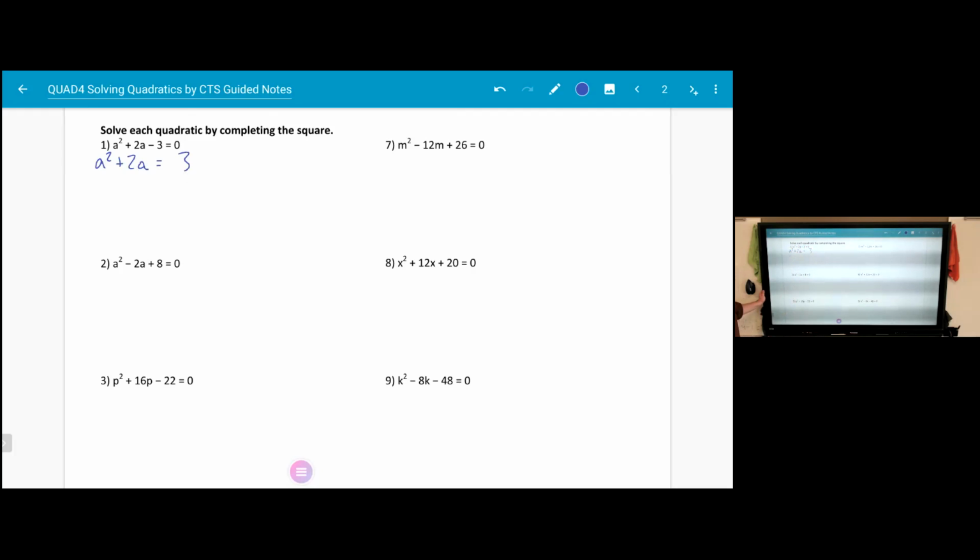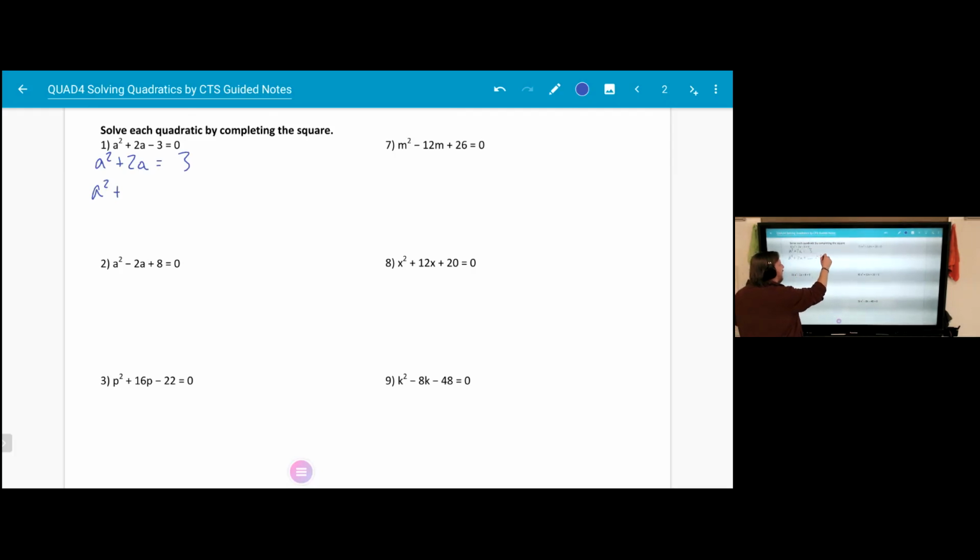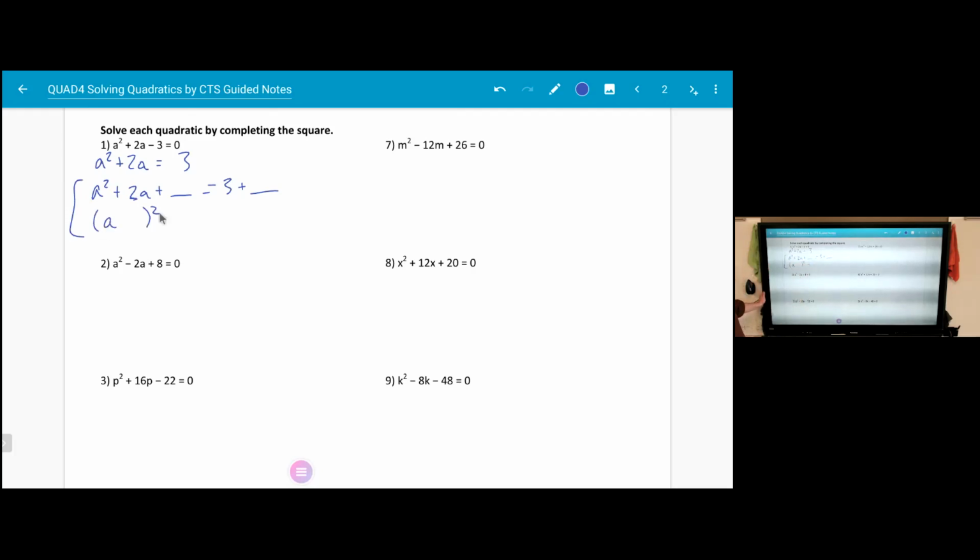A squared plus 2a equals 3. I like to do it this way, combining some steps. Let me show you how I do this. I'm going to leave myself some room to add something to both sides of the equal sign, and I'll set up the number I add as one step here in this bracket.